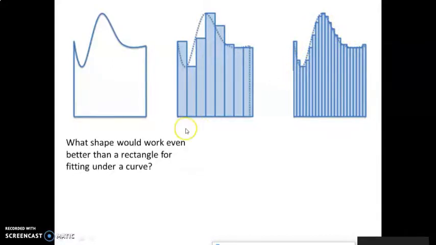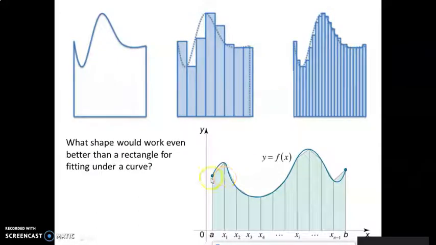My question to you is, imagine in this diagram, what shape do you think would work even better than a rectangle for fitting under a curve? Because a rectangle is always going to have these gaps above and below. What is a better shape we could use? The answer is this shape here.